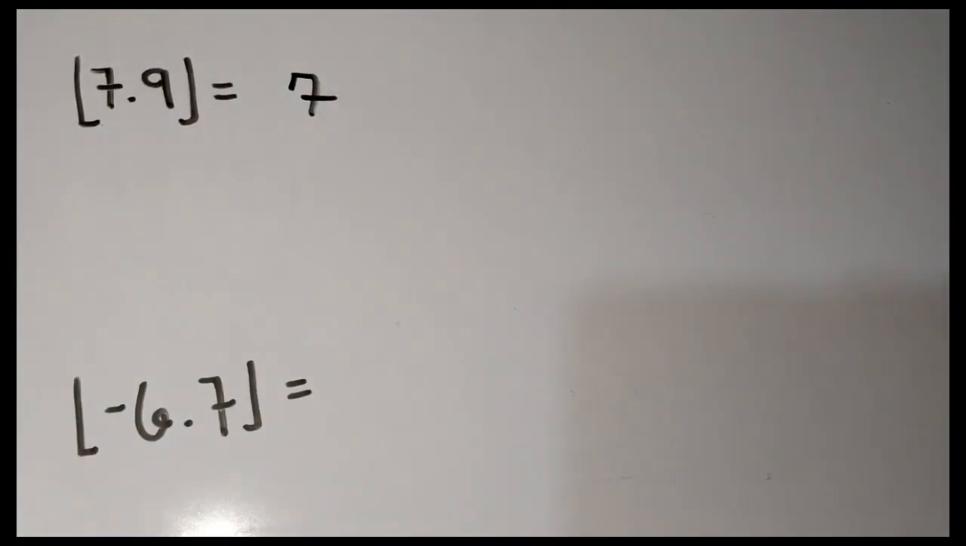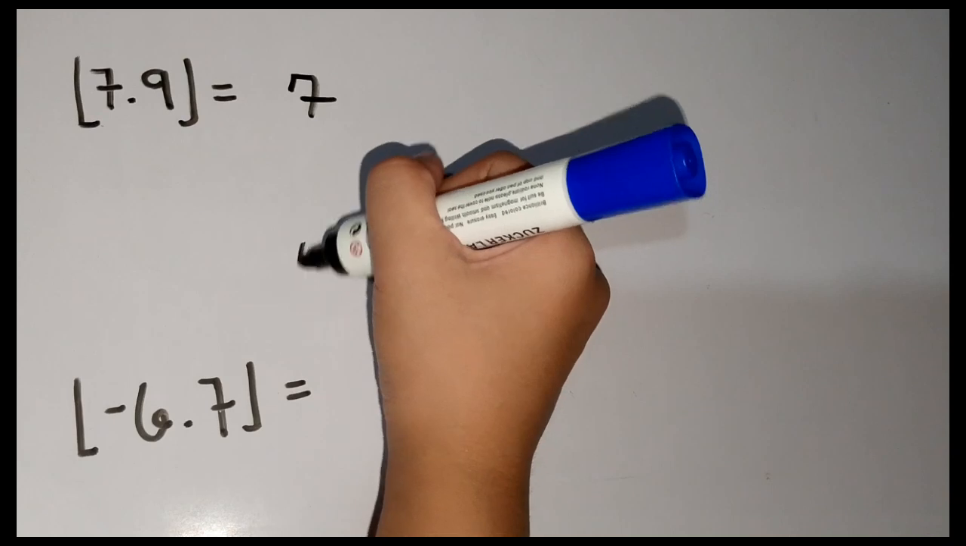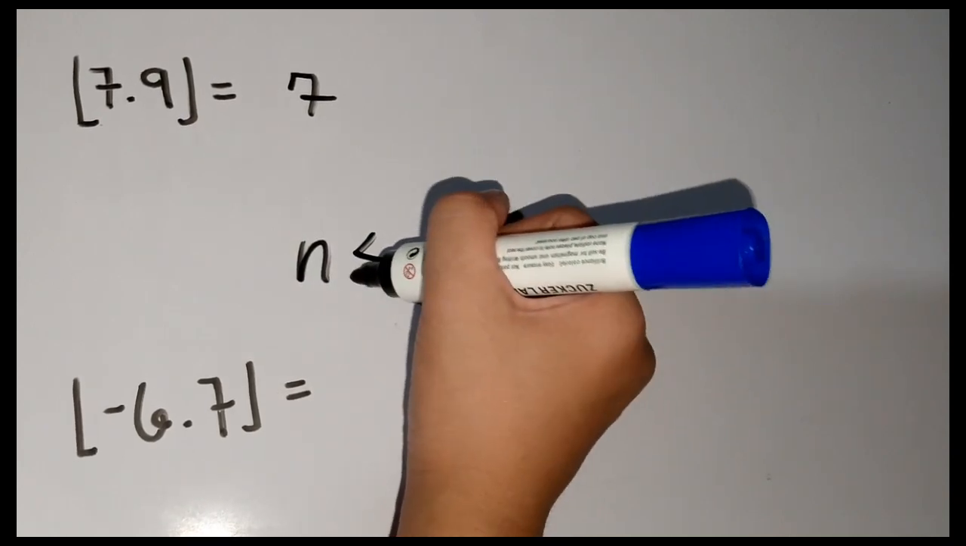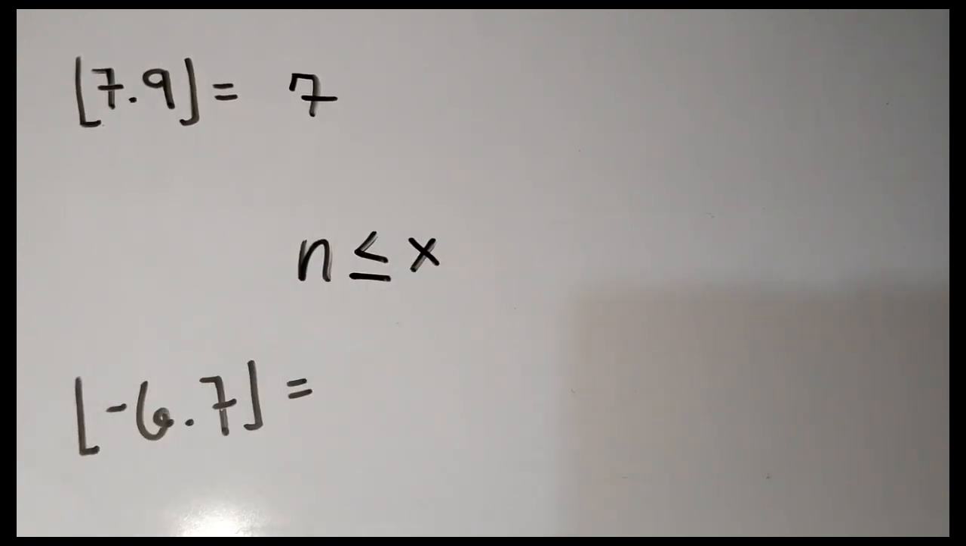Why? Because 7.9 can be found between 7 and 8. And remember that the integer should be less than or equal to the given number x. So since between 7 and 8, 7 is less than 8, the greatest integer function of 7.9 is 7.